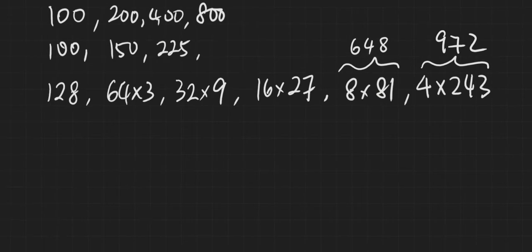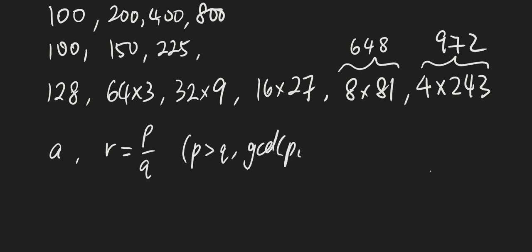So let's say the first term is a, and the ratio is r, which is p over q. We are definitely sure that the ratio must be rational because it is the ratio between the second term and the first term, which are both integers, right? So here we assume that p is greater than q, the GCD of p and q is 1, and of course q is greater than 0.